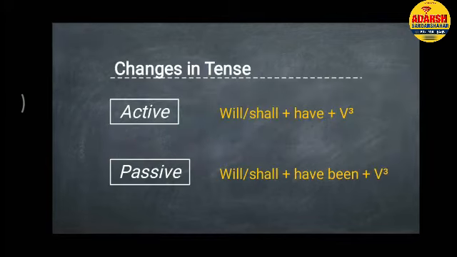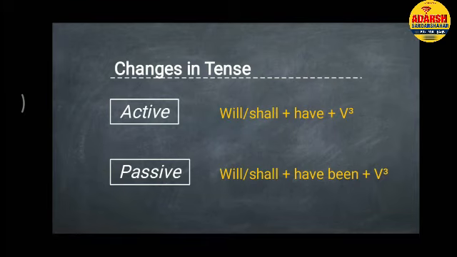Now, before going on, let us see the helping verb both in active and passive. In active, the helping verb of future perfect tense is will, shall plus have plus the verb's third form. Now how is the helping verb in active useful for us? With the help of this we can identify which tense our sentence is in, and how we convert it.